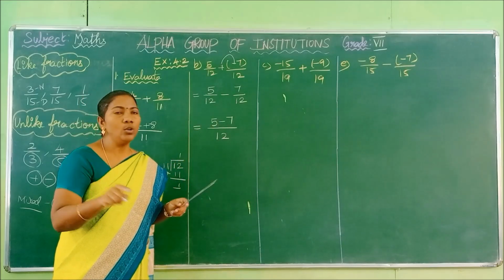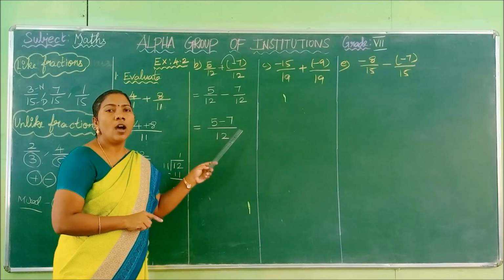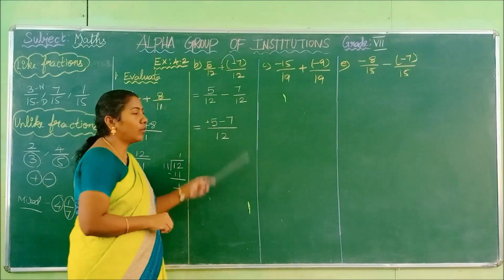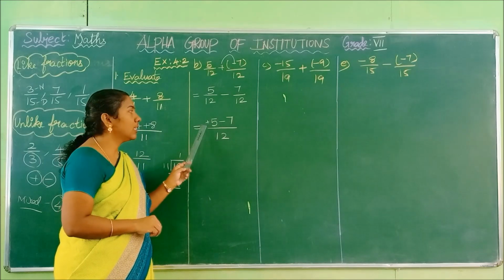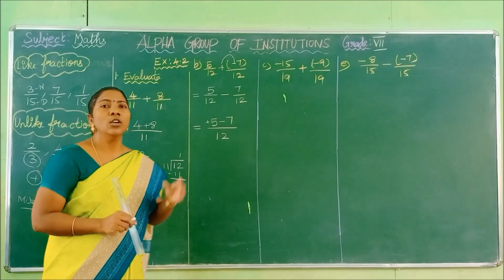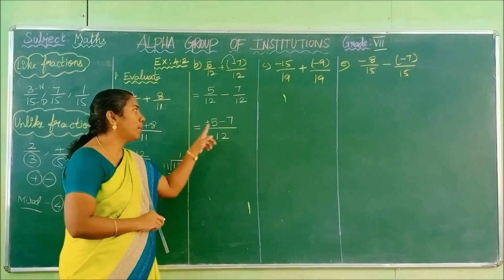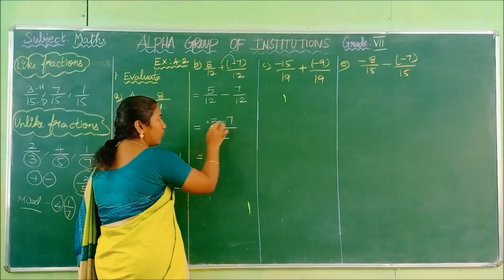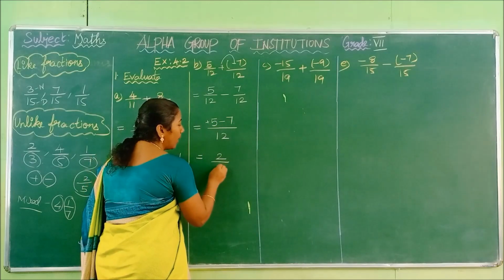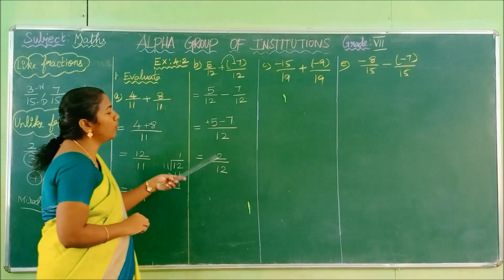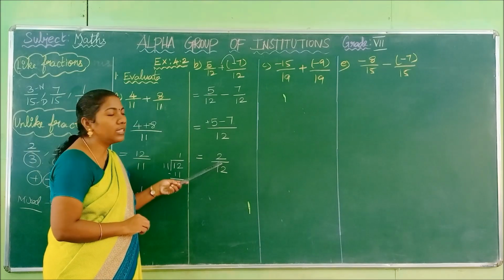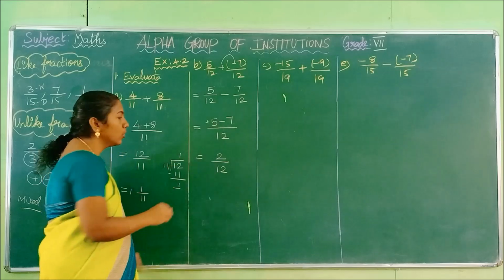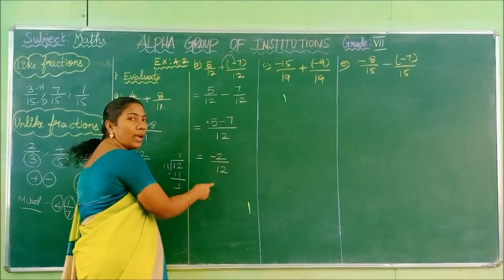So as per rule 2, the given integers are in the same sign or opposite sign. What is the symbol of 5? Plus. What is the symbol of 7? Minus. They are in opposite signs, so you have to subtract. Subtract the smaller number from the larger number. So what is the answer? If you subtract 5 from 7, 2 by 12. What is the symbol for this 2? You have to give the symbol of the larger number. What is the larger number's sign? Minus. So our answer is minus 2 by 12.